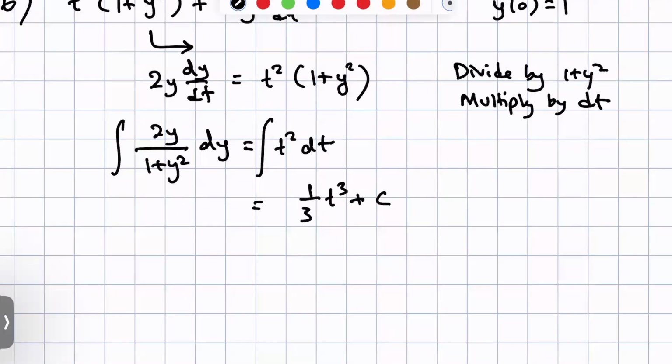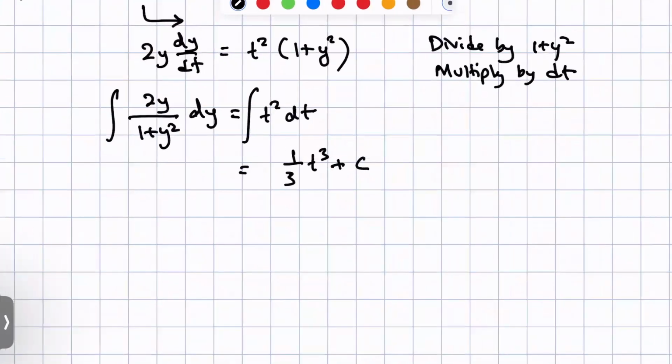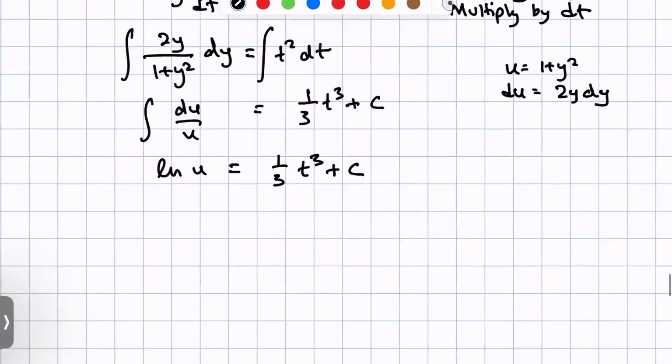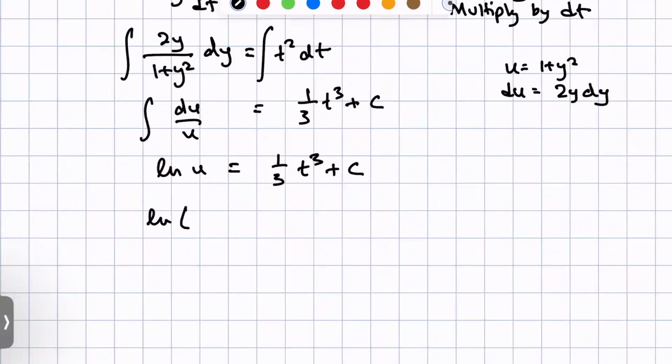And the left side is also not so hard. You can set u equal to 1 plus y squared, then du equals 2y dy. So then my integral is really going to be du over u. And so this is simply log of u equals negative 1/3 t cubed plus c. And u, let's just replace u with 1 plus y squared. That's negative 1/3 t cubed plus c.